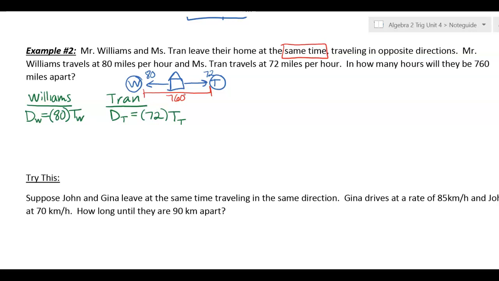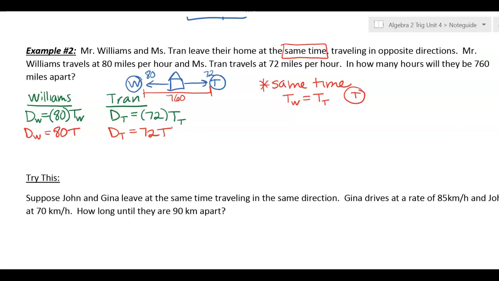This means that, so the same time means even though I marked them differently in my equations, the time that Mr. Williams is on the road is the same as the time as Miss Tran, and I'm just going to call that T now in my problem. So that helps a little bit. That takes out one variable because now the time is just T. There's not two different times that I'm dealing with.